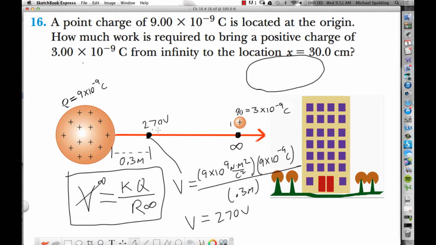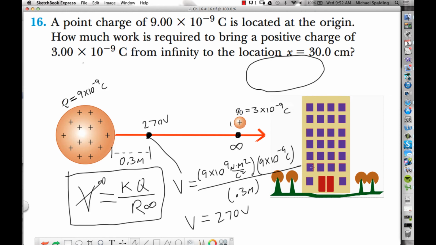Does this positive charge want to do that? At this point we know that positive charges want to move with the electric field, right? And you should also know that up the electric field is higher volts than down the electric field. That's 0 volts, right? So this little guy does not want to go that way.